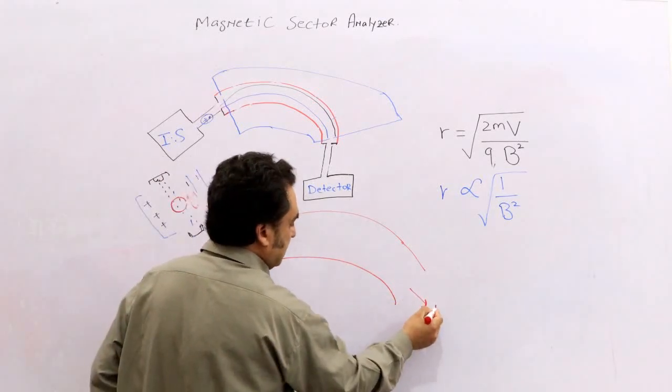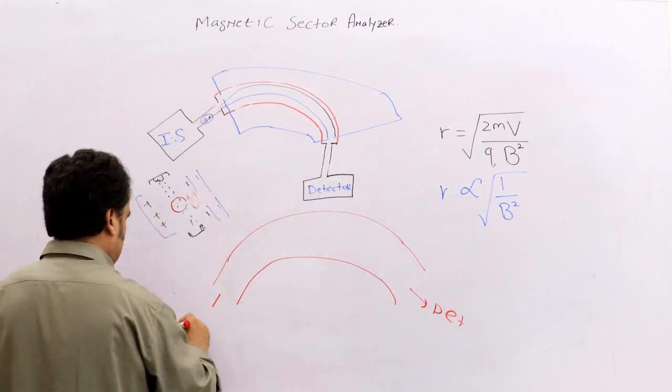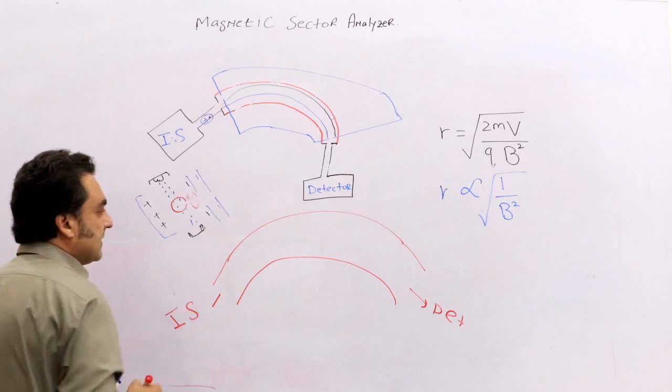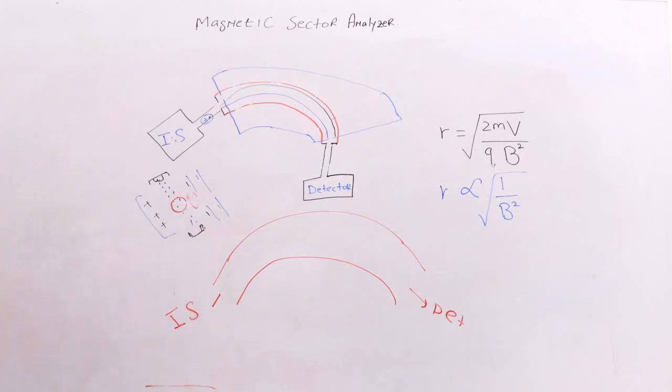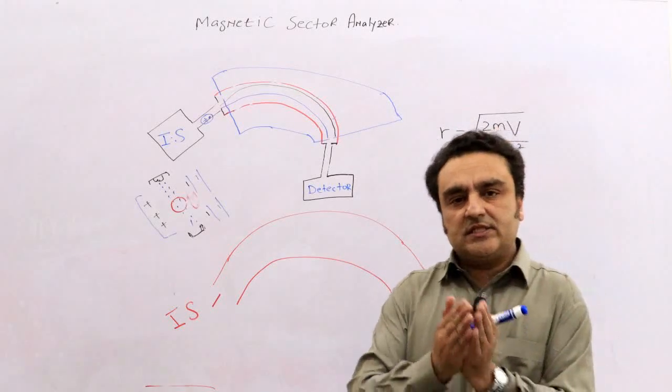This is to the detector, and this is from the ionization source. Okay, let me place some values. Suppose we have some magnetic field available.